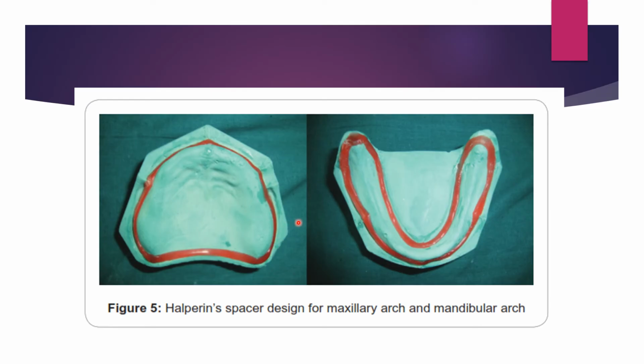No secondary wash impression is needed as tray surface and border molded areas act as final impression surface. Master cast is directly poured into the border molded trays without using wash impression. So this is the Halperin's spacer design for maxillary and mandibular arch.